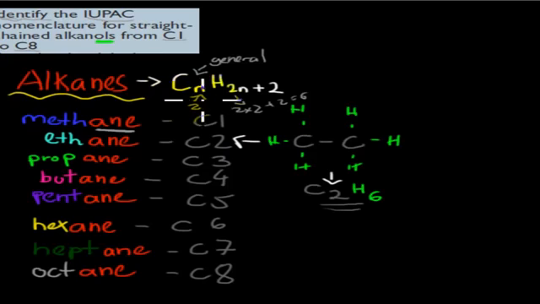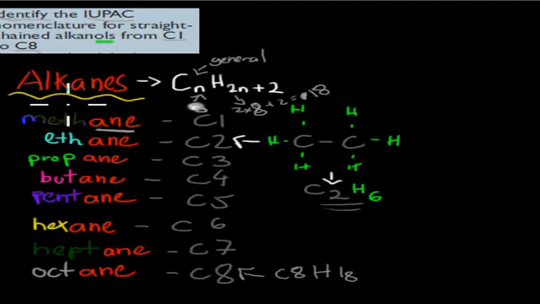Octane would be C8, so n is 8 here, and you'd have 2 times 8 instead of 2 times 2, plus 2. In this case, 2 times 8 is 16, plus 2 is 18. So if we use that formula, for octane we would have gotten C8H18. So we can use this formula to get the actual chemical formula for all the different alkanes.